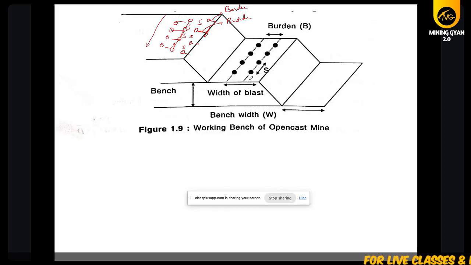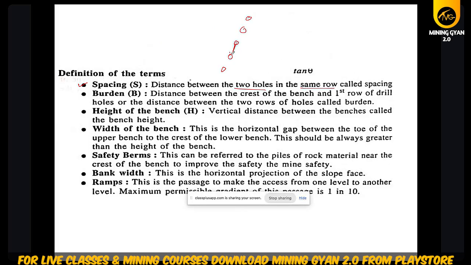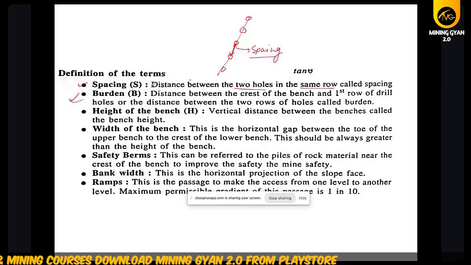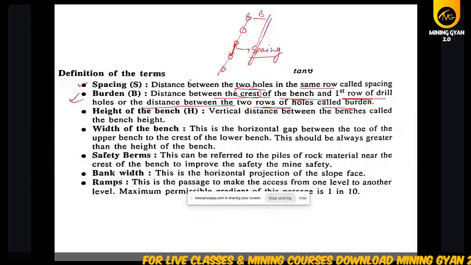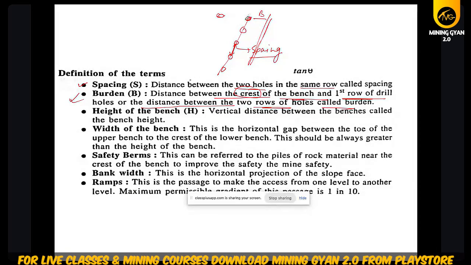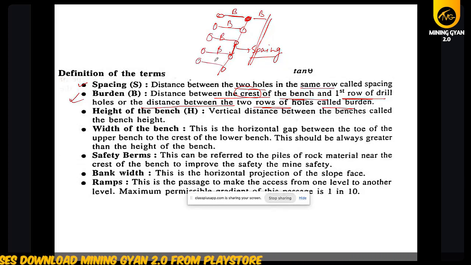Understood what is burden and spacing? So spacing is the distance between two holes in the same row, called spacing. Means same row, distance between two holes in the same row is called spacing. Got it? And burden is the distance between the crest of the bench and the first row of the drill hole, or the distance between the two rows, is known as burden. So I told you, if it is the crest, then this is your burden. Got it? What is burden and what is spacing? This is your burden and spacing.